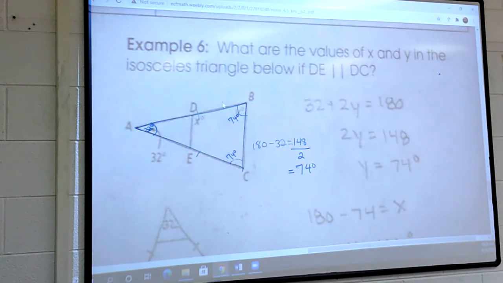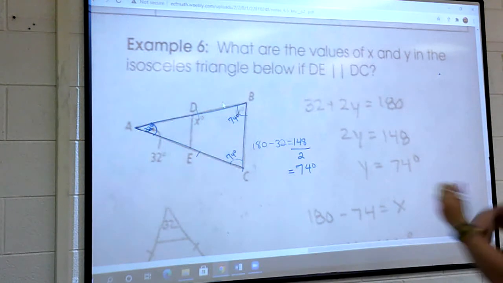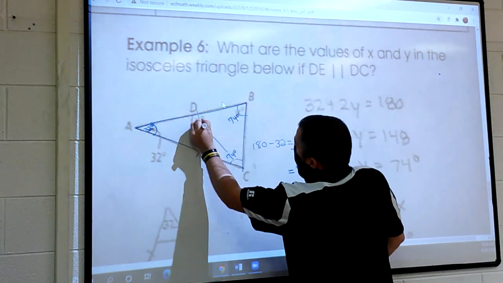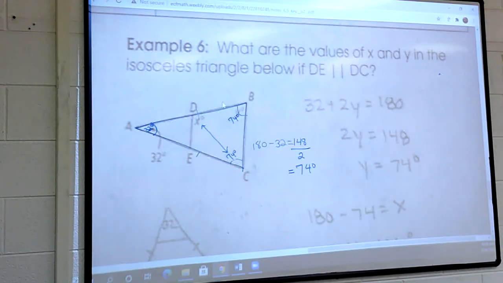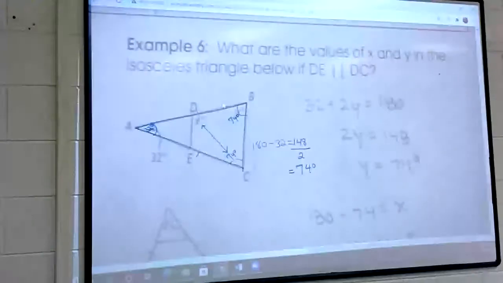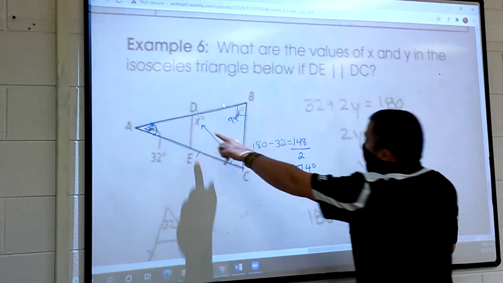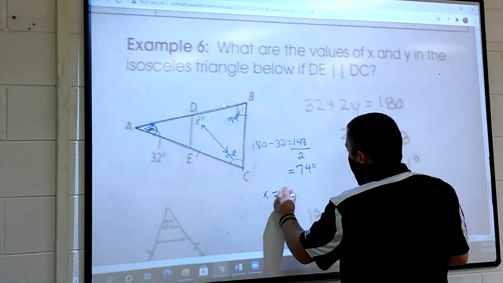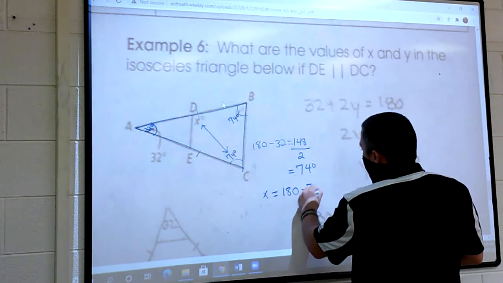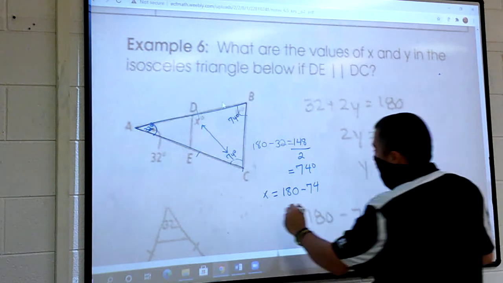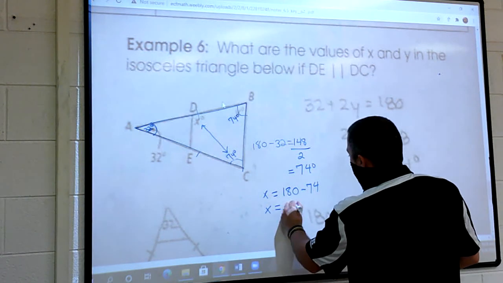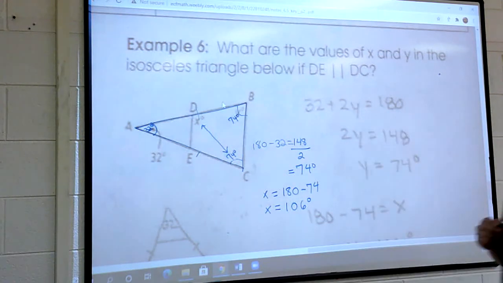Now, if I know that this angle is 74, opposite angles in here are supplementary. So we said opposite angles in a trapezoid, because that's a little trapezoid down there at the bottom, are supplementary. So they add up to 180. So I can just figure out what x is. X is going to be 180 minus that 74, because they got to be supplementary to each other. So x is going to be 106 degrees. So I'm able to get both.